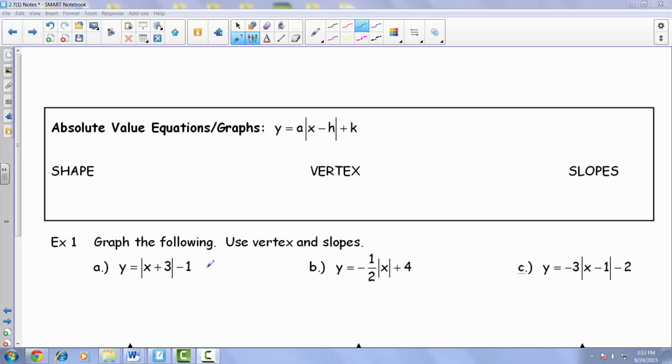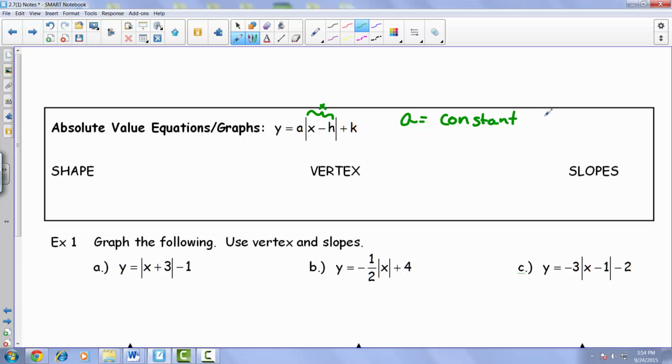Going ahead and looking at the shape, vertex, and slope for an absolute value function, we notice that we have this form: y is equal to a times the absolute value of x minus h, plus some k. Now, a is just some constant number, kind of like a coefficient in front of an x. So we have some constant, and you could kind of consider this as one big x. So if this a were 2, you'd have something like 2x plus some k.